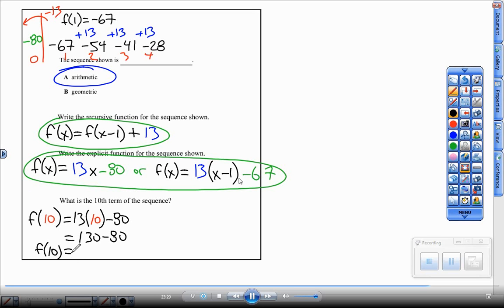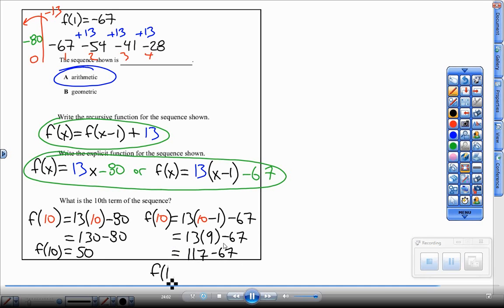I could also use the second one here to get that same 50. If I was to evaluate this one for the 10th term, equal to 13, and then put that 10 right here, 10 minus 1, minus 67 gives me 13 times 9, minus 67, which gives me 117, minus 67, which also gives me 50.